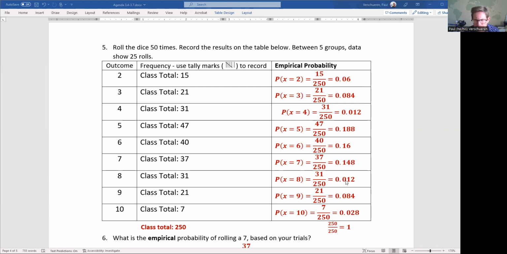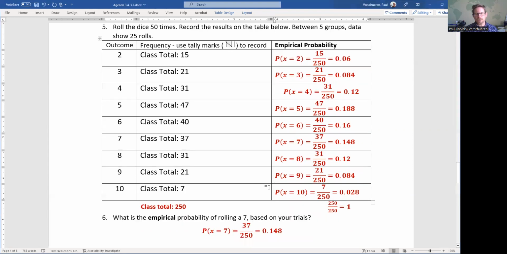Oh, I think that might be a typo. That's supposed to be 12% on the, no, it's not. We already have this. Oh, no, it is 0.012. Sort of surprisingly small amount of 8s. And then there's got to be an error there. I think these are both 0.12, not 0.012, 12% as opposed to 1.2%. And so on and so on.